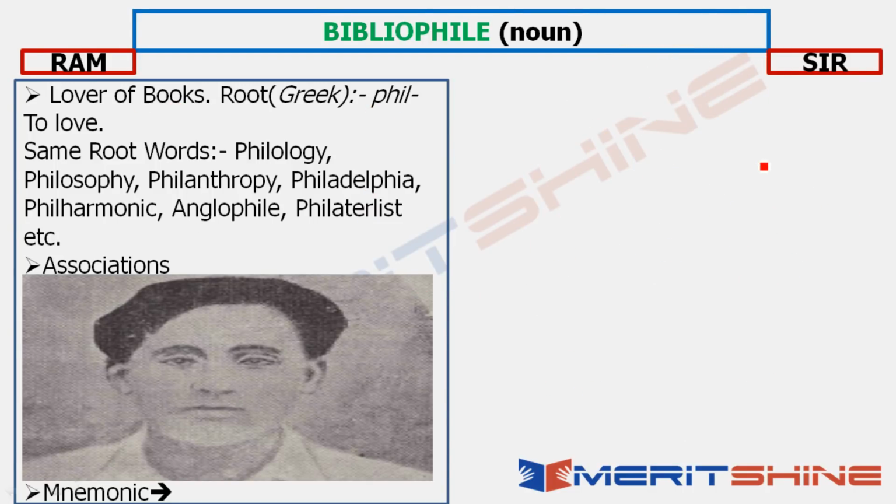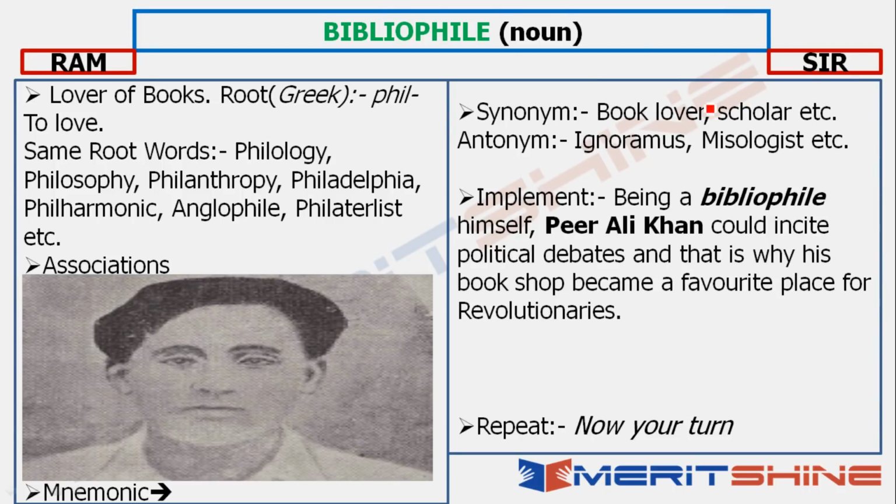Chalo, so let's see the activity here. Book synonyms: book lover, scholar. So he was a bibliophile. Pir Ali Khan was a bibliophile. Being a bibliophile himself, Pir Ali Khan could incite political debates, and that is why his bookshop became a favorite place for revolutionaries, right? So that's how you can implement this. Synonyms: book lover, scholar. Antonyms: ignoramus and mythologist. Now a mythologist is a person who hates knowledge, or the development of knowledge. Okay, right? So that was the implementation.